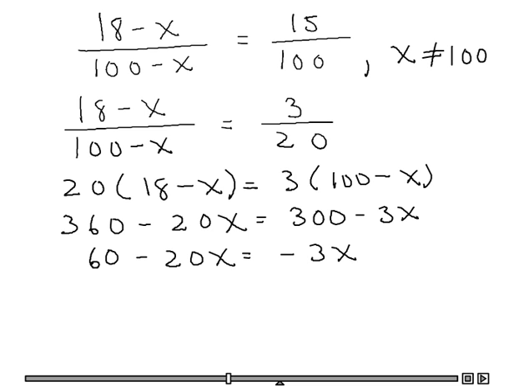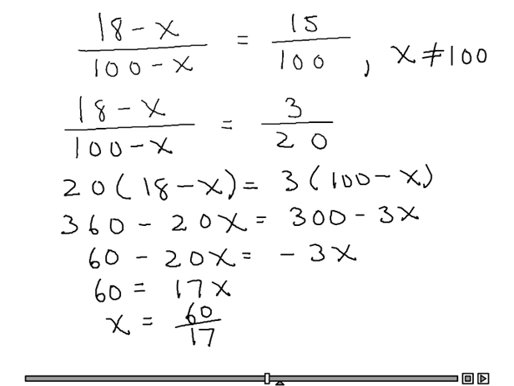And now if we add 20x to each side, we'll end up with 60 being equal to 17x. And dividing each side by 17 gives us the value 60 divided by 17 for x. And since this does not match the restriction that we stated earlier, we're assured, unless we made an error in our computation, that this is a legitimate solution.